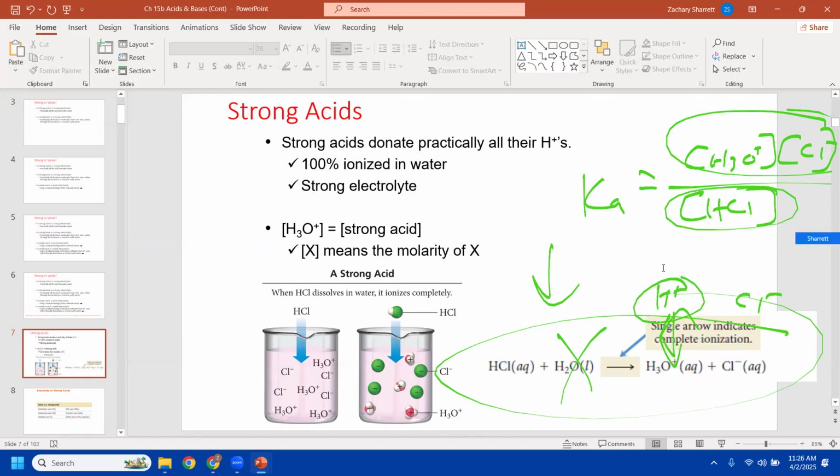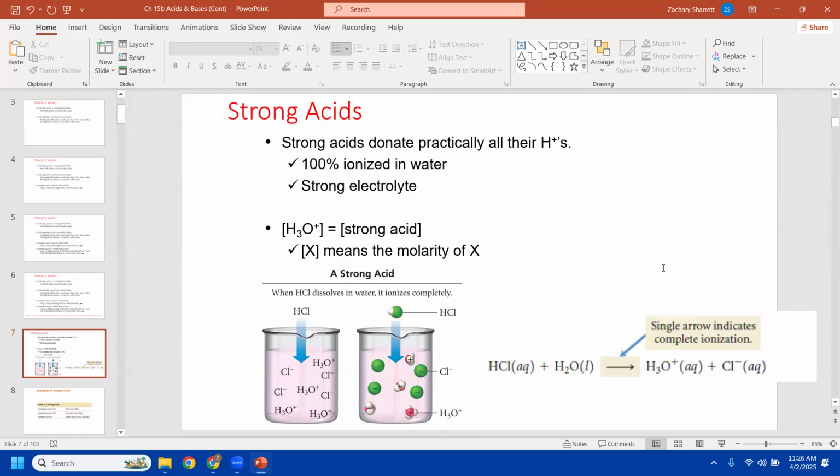Now, technically, if we say it 100% dissociates, that would mean that this value is 0. You can't have 0 on the bottom, right? So it's not complete dissociation. Maybe one HCl stays intact, but in general, you're getting everything separated, okay?